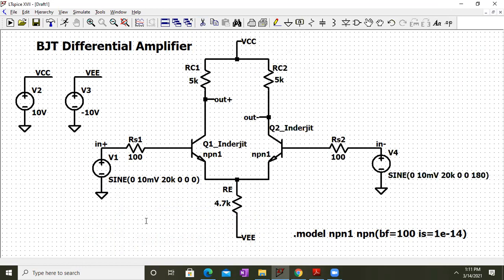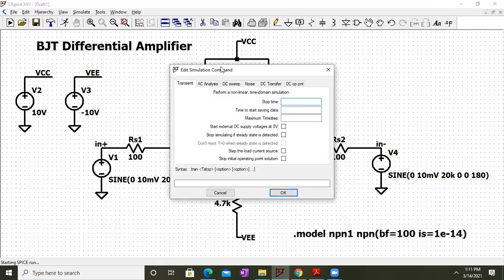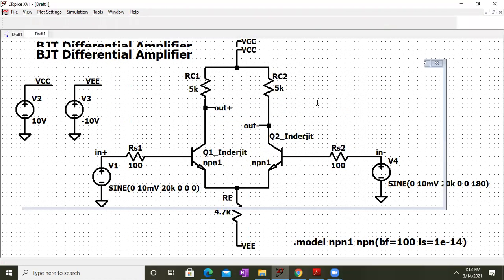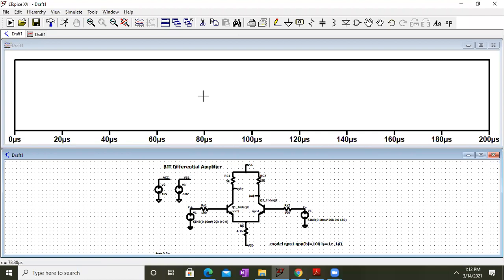We want to plot the input and output and find out the differential gain. So what we need to do is go to simulate, click on run, and go to transient response. Here the frequency is 20 kilohertz. So maybe the stop time we can give as 0.2 milliseconds, and click on OK. A new screen will open up. Here you can give Vin1 and Vin2. We are plotting the differential input.